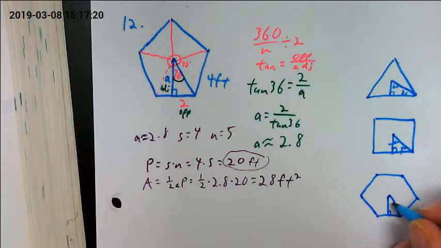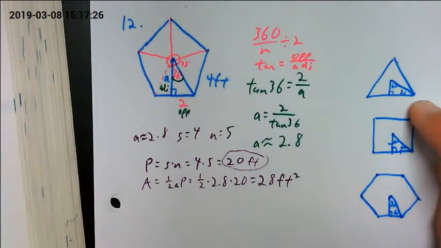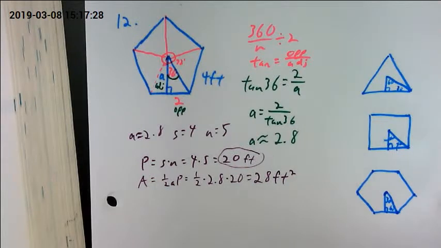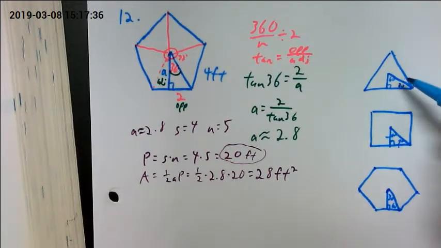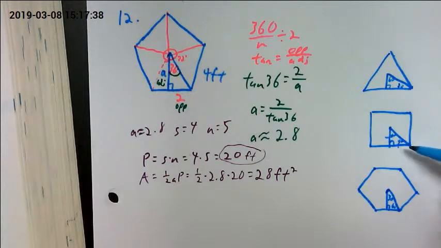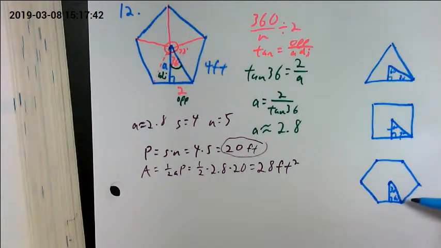This one will also give you a 30, 60, 90, but it's turned a different way than if it was in the triangle. Right? So, those are the 3 shapes where we get a special right triangle when drawing in our apothem. So again, we have our 30, 60, 90 in a triangle, a 45, 45, 90 in a square, and our 30, 60, 90 in a hexagon.